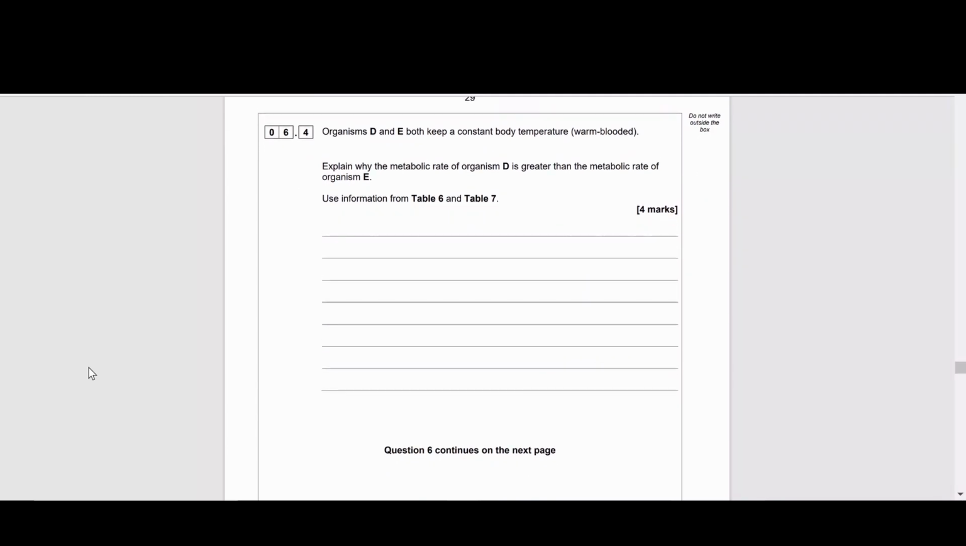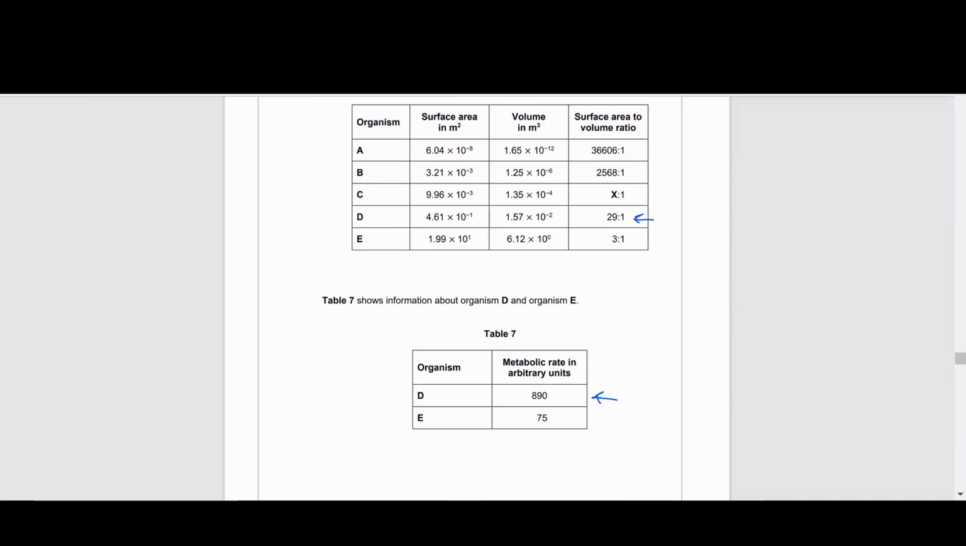Organisms D and E both keep a constant body temperature, which means they're warm-blooded. Explain why the metabolic rate of organism D is greater than the metabolic rate of organism E. Use information from Table 6 and Table 7. So we analyzed the table and we saw that organism D has a larger surface area to volume ratio. So we should be stating that once again. So organism D has a larger surface area to volume ratio.